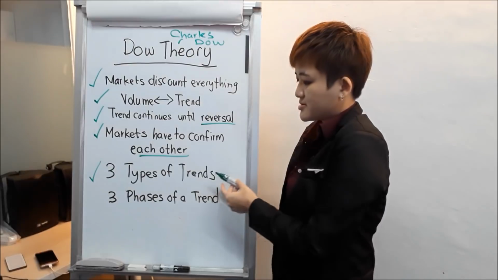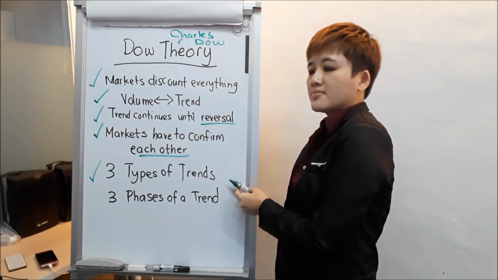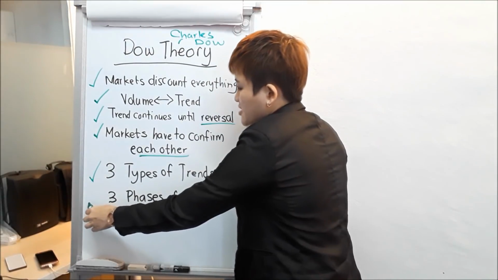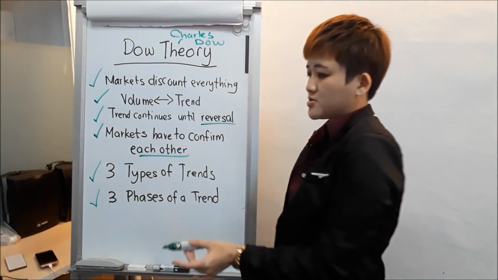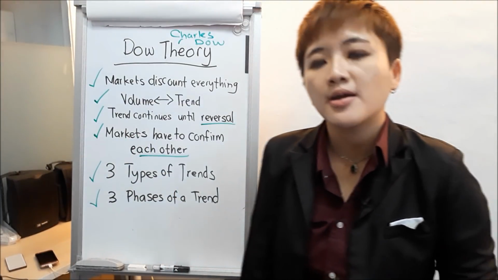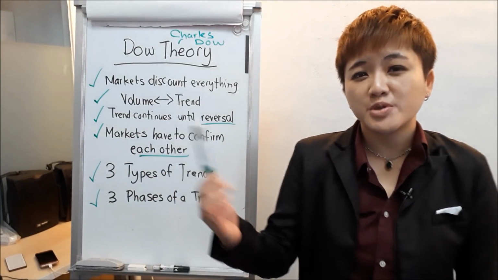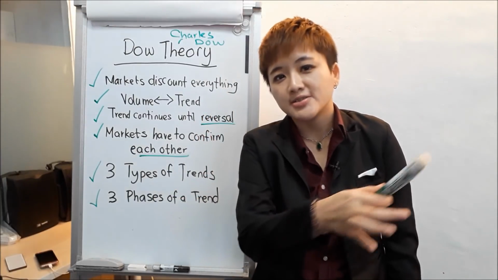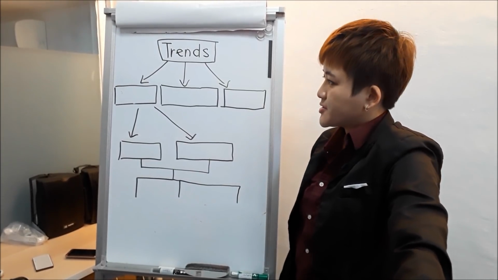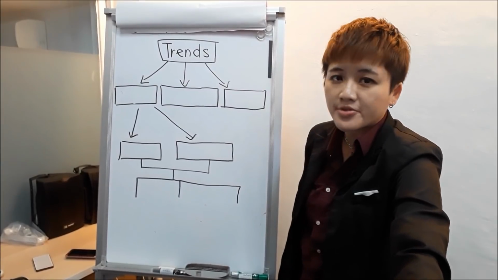Three types of trends: major trend, intermediate trend, minor trend. Three phases of a trend: accumulation, distribution, and also trending market. So what's the difference between all of these trend phases? Okay, if you're a trend trader, you need to know the different types of trends.